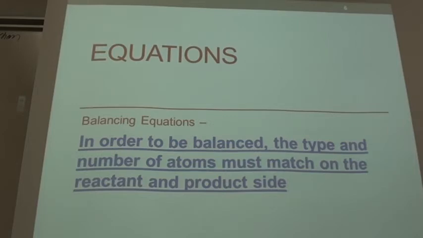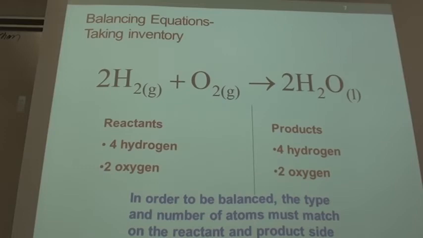For an equation to be balanced, the type of atom and the number of atoms must match on both sides of the equation. All right. Moving on, let's see how this is accomplished. You do not have this one. Don't be writing anything down. Please pay attention. This is a balanced chemical equation.